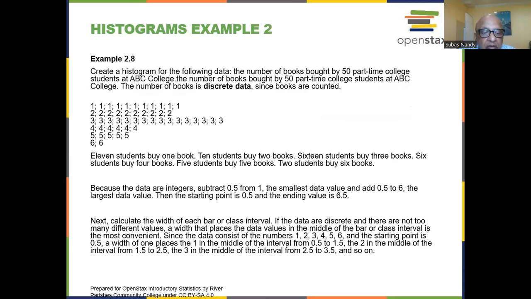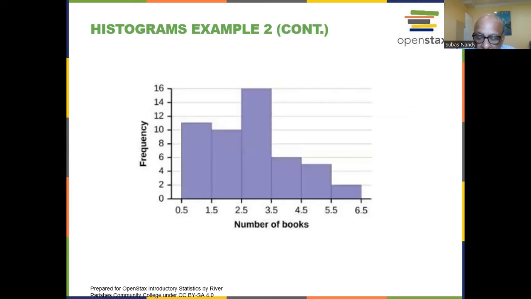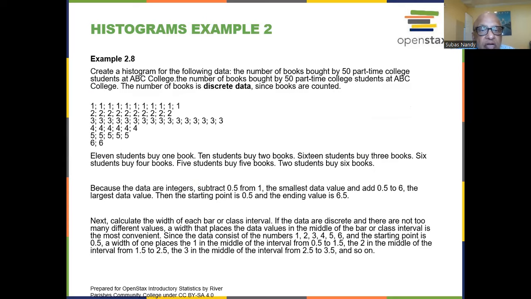Let's go through this problem. Create a histogram for the following data: the number of books bought by 50 part-time college students at ABC College. The number of books is discrete data since books are counted.